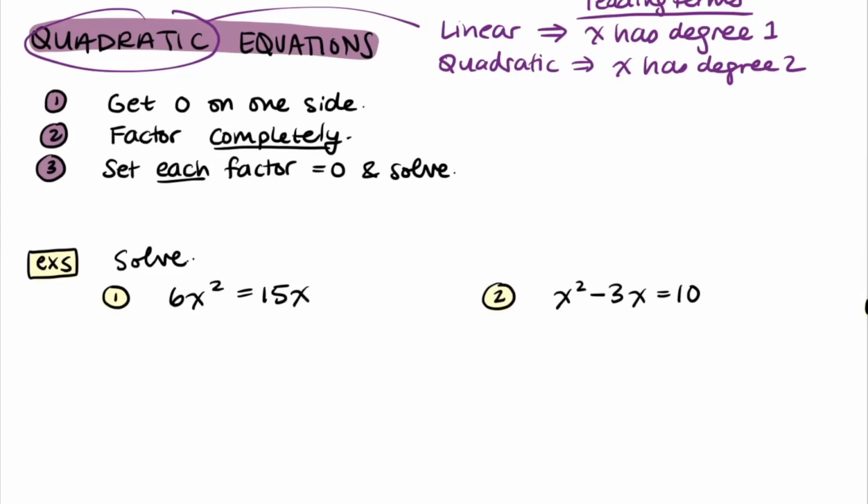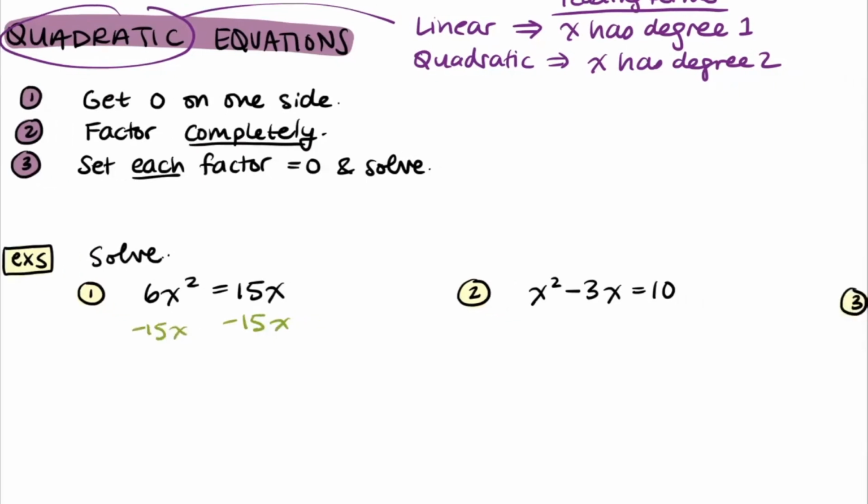Okay, so for example, number 1, we have 6x squared equals 15x. Now I know it's tempting here to divide by x maybe, but this is a quadratic equation. We have squared here, that's our biggest degree. So we have to follow this. We get 0 on one side, so I'm just going to bring the 15x over, minus 15x. Now that's going to give us 0 on the right side, which is what we want. And on the left side, those are not like terms, so we can't subtract them. We just get this 6x squared minus 15x. So we've accomplished the first thing.